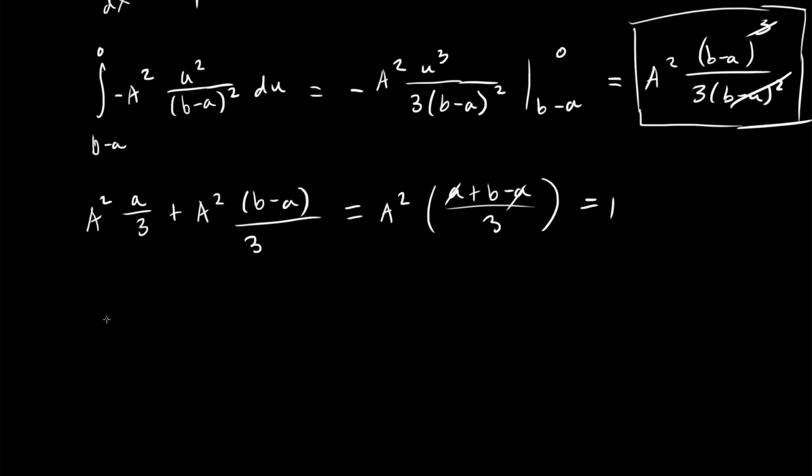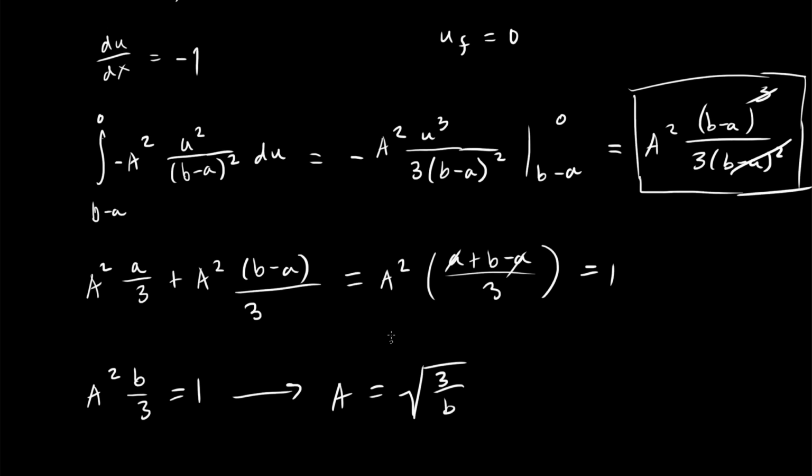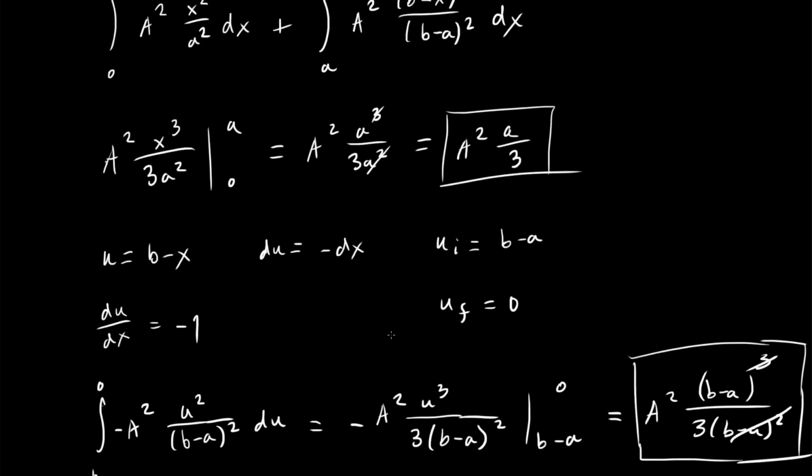And now we're close to the final solution. It will be A squared b over 3 is equal to 1. And we know that A must equal the square root of 3 over b. I hope this helps. If there are any other questions, feel free to leave it in the comments.